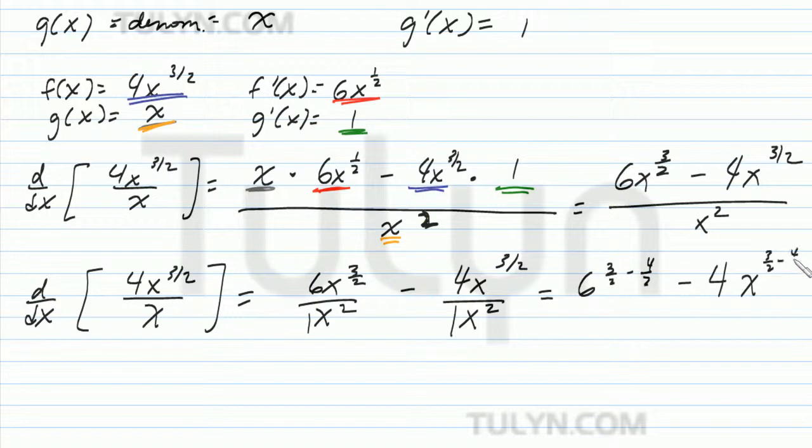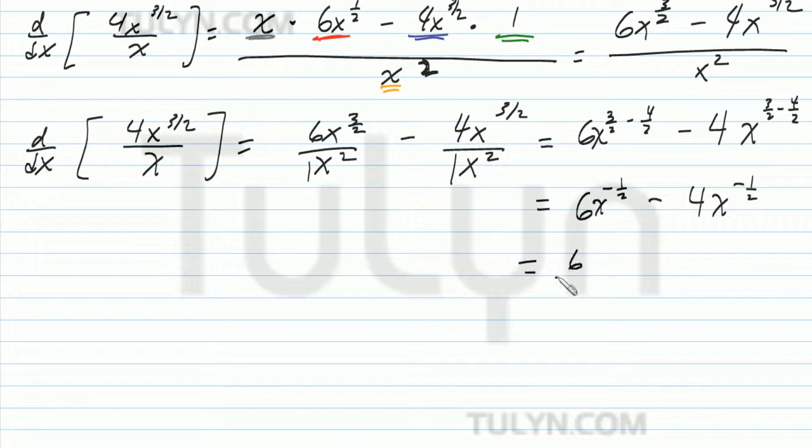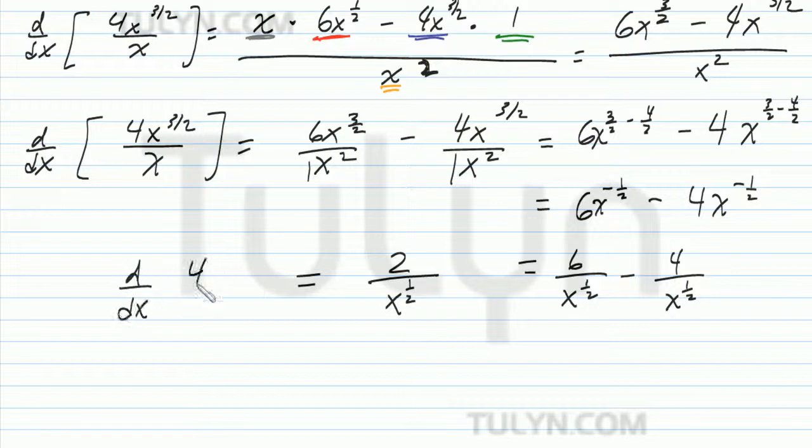minus 4 halves, which is going to be equal to 6x to the negative 1 half minus 4x to the negative 1 half as well. And that's going to be 6 over x to the half power minus 4 over x to the half power. And altogether that's going to be 2x to the 1 half power, and that's equal to the derivative of 4x to the 3 halves divided by x.